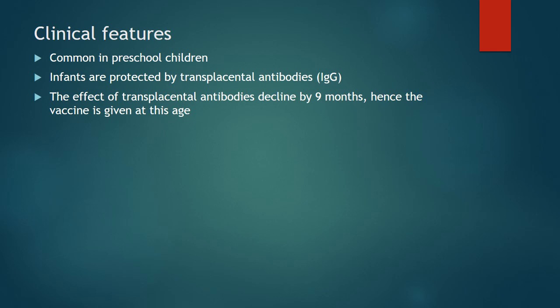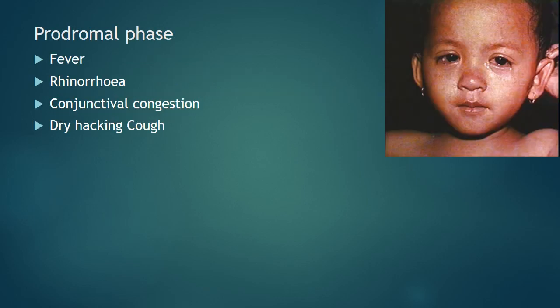Measles is common in preschool children. The infants are actually protected by transplacental antibodies. The IgG antibodies transfer from the mother. The effects of transplacental antibodies decline by 9 months, hence the vaccine is given at the age of 9 months.